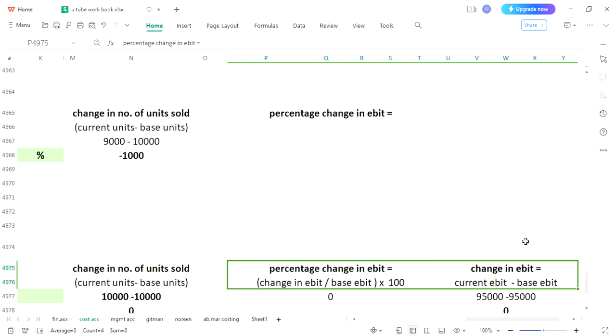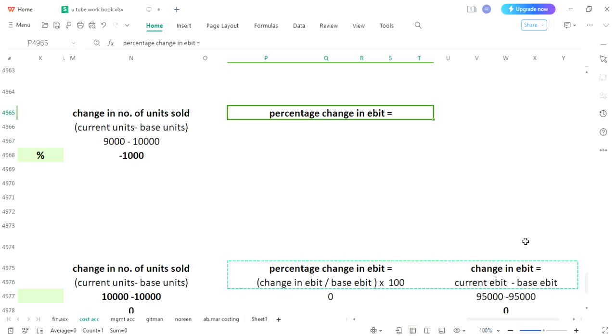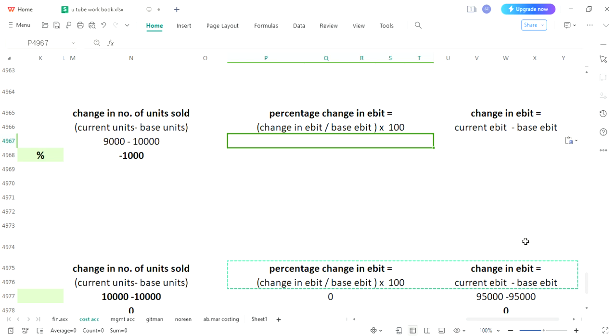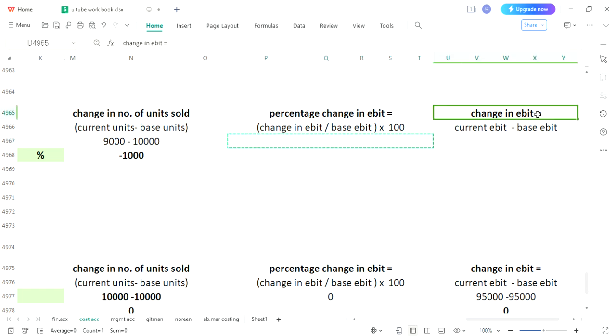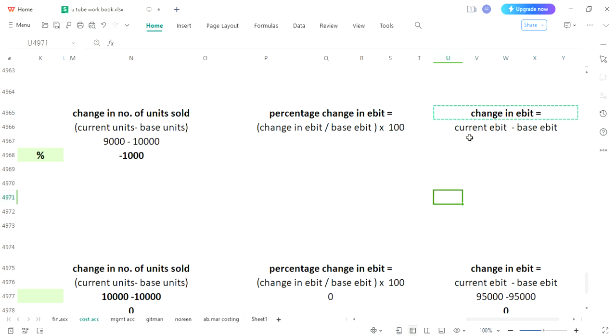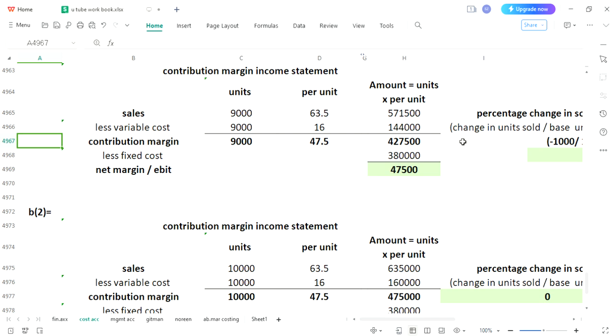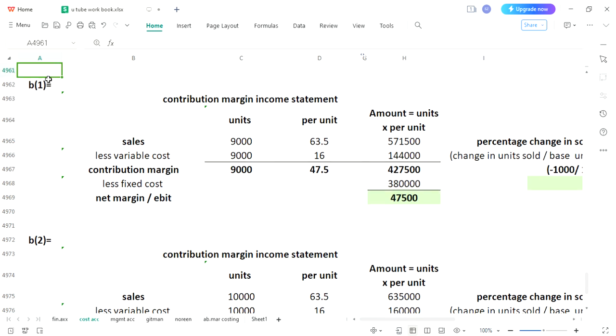Same formulas we will be using over here as well. From here you will calculate your current EBIT, and a little space is needed. It is stuck. My system is a little slow, so sometimes it does not cooperate in the proper way. Current EBIT. For this, let's get back. This is your B1 question. And for B1, your current EBIT is 47,500.